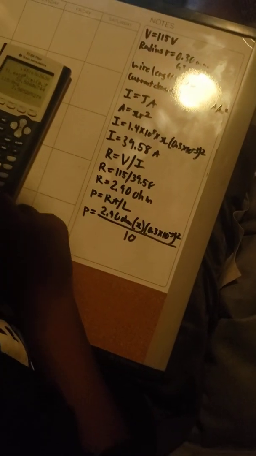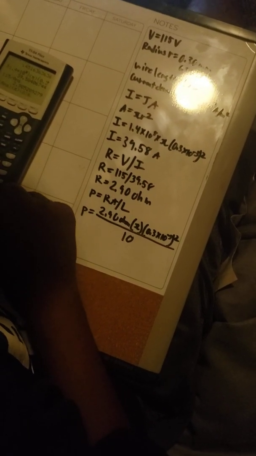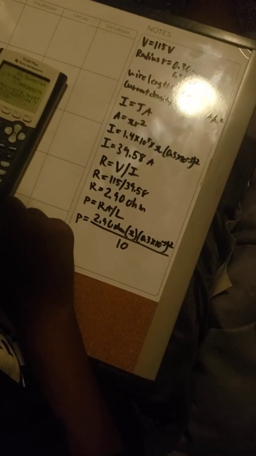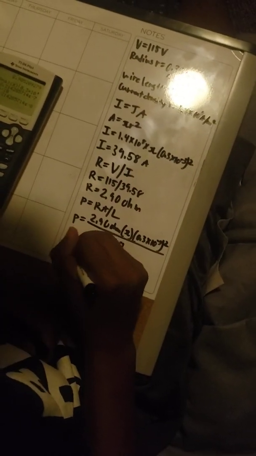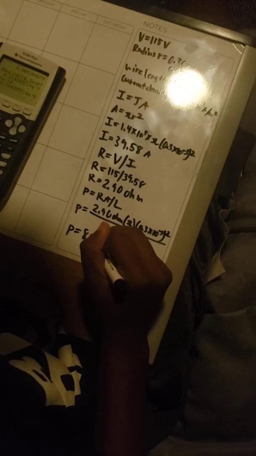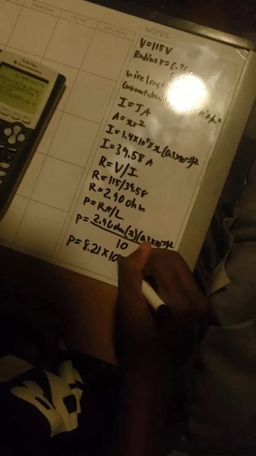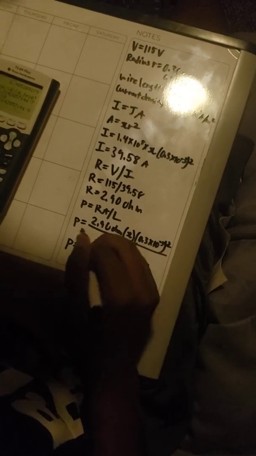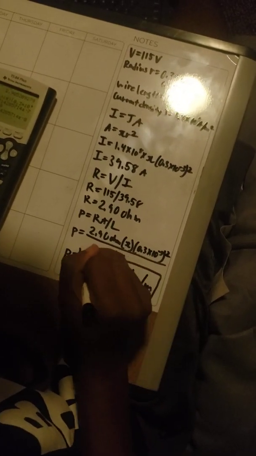And what do we get? We divide by 10. Alright, so we get our resistivity, which equals 8.21 times 10 to the negative 8 ohm meters. There we go.